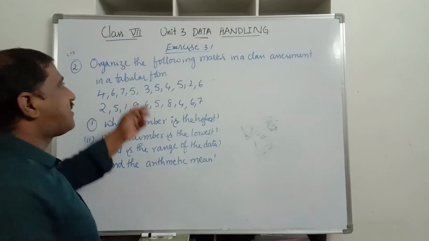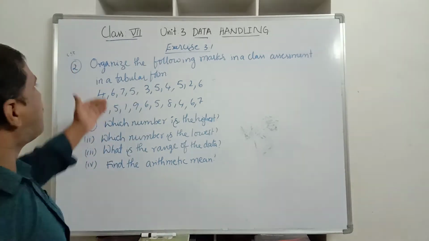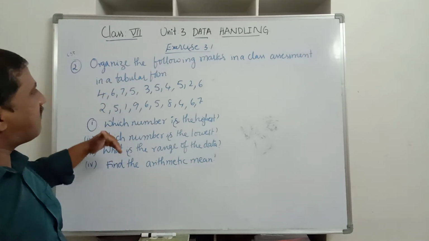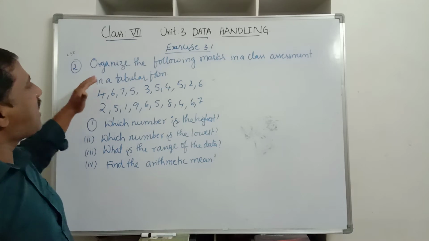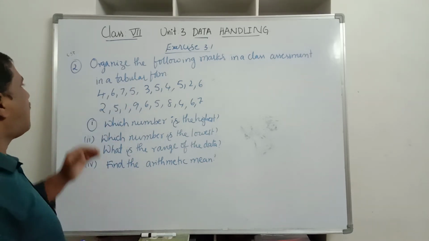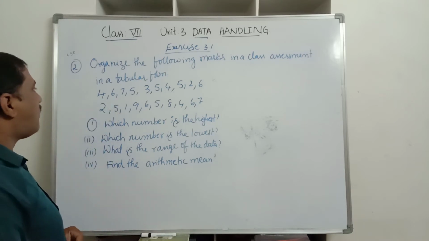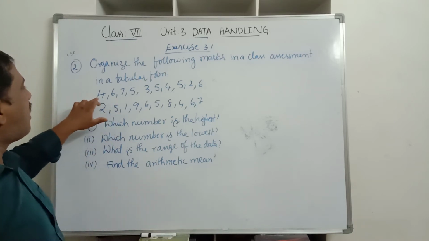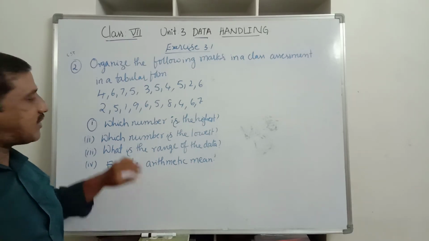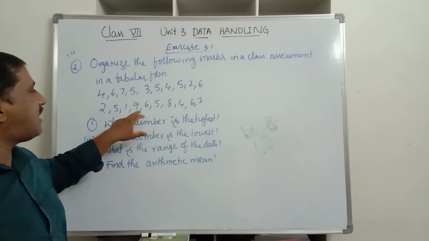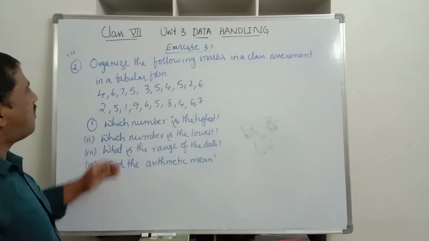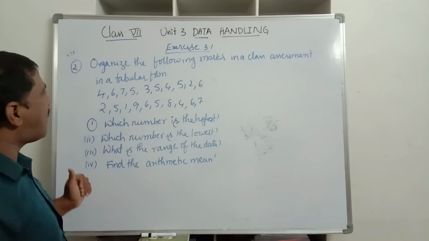Now we will discuss exercise number 3.1. The second question: organize the following marks, given in a class test, in tabular form. The marks are allotted like this: 4, 6, 7, 5, 3, 5, 4, 5, 2, 6, 2, 5, 1, 9, 6, 5, 8, 4, 6 and 7. These are the marks allotted to the students in a class test.